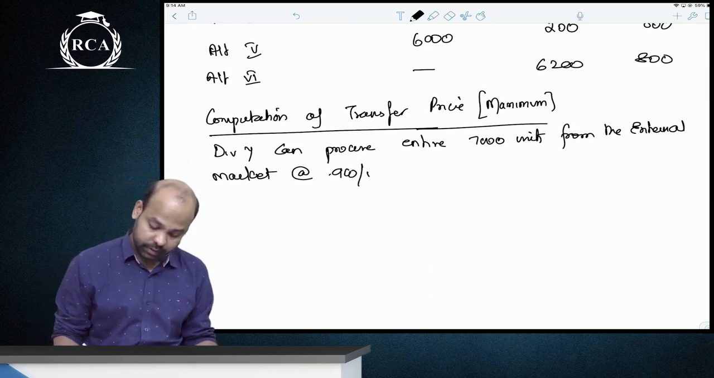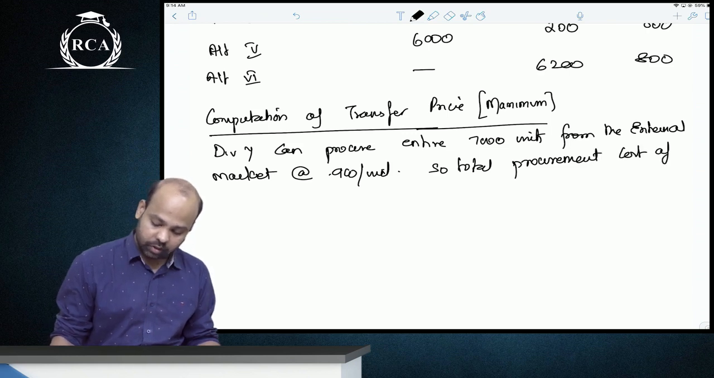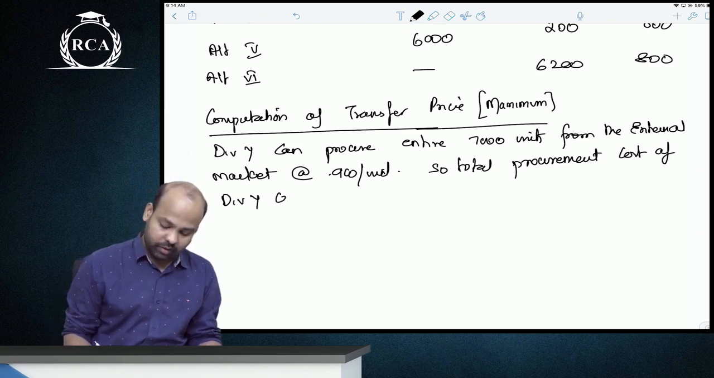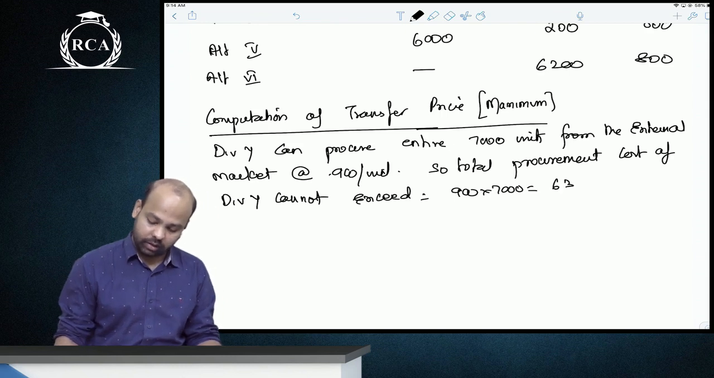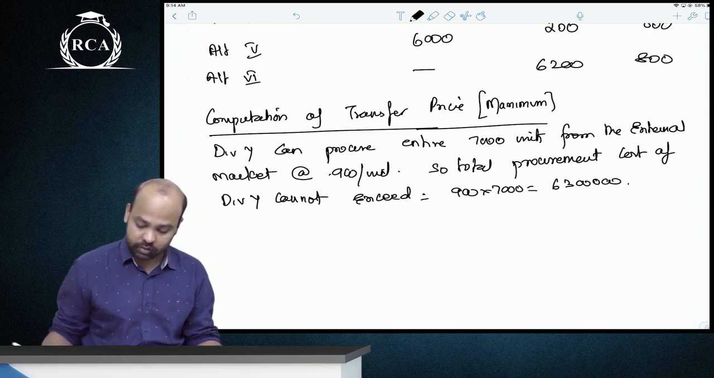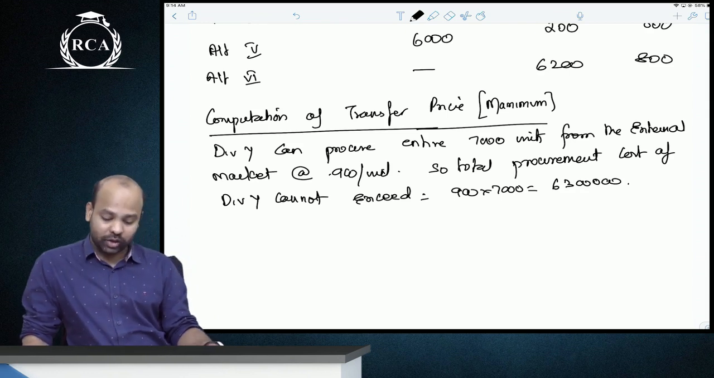Yes sir. So the total procurement cost of division Y, guys, cannot exceed... How much, sir? It should not exceed 900 into 7,000, guys, and that is 63 lakhs, beta. No way that the procurement cost should exceed 63 lakhs.